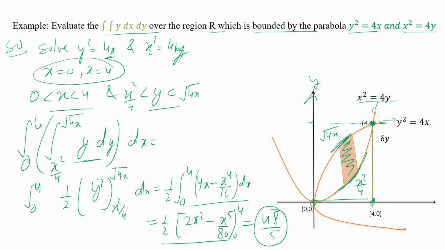And similarly you can take the limit of integration, you take the strip along the y-axis. If you are taking the strip along the y-axis, so the limit of y is 0 to 4 and x varies root 4y up to y square by 4. So in that way you also evaluate that integration over that region.